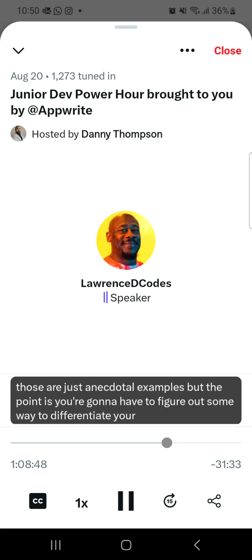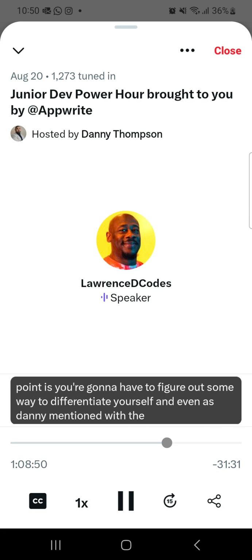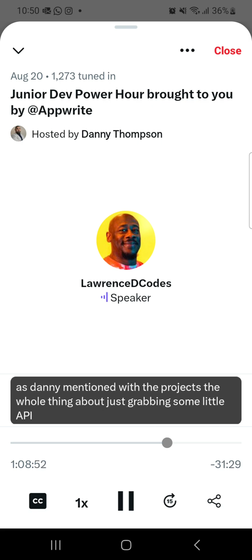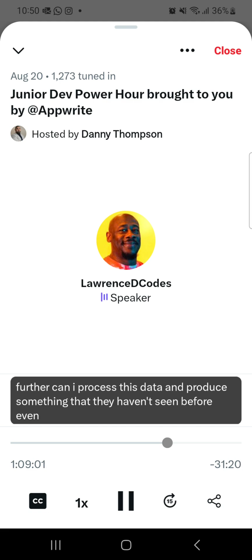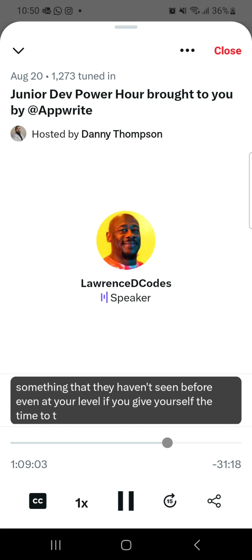But the point is you're going to have to figure out some way to differentiate yourself. And even as Danny mentioned with the projects, the whole thing about just grabbing some public API and pulling in some data, there's nothing wrong with that, but take a step further. Can I process this data and produce something that they haven't seen before? Even at your level, if you give yourself the time to think creatively and dig a little deeper, you can produce something that will make you stand out.